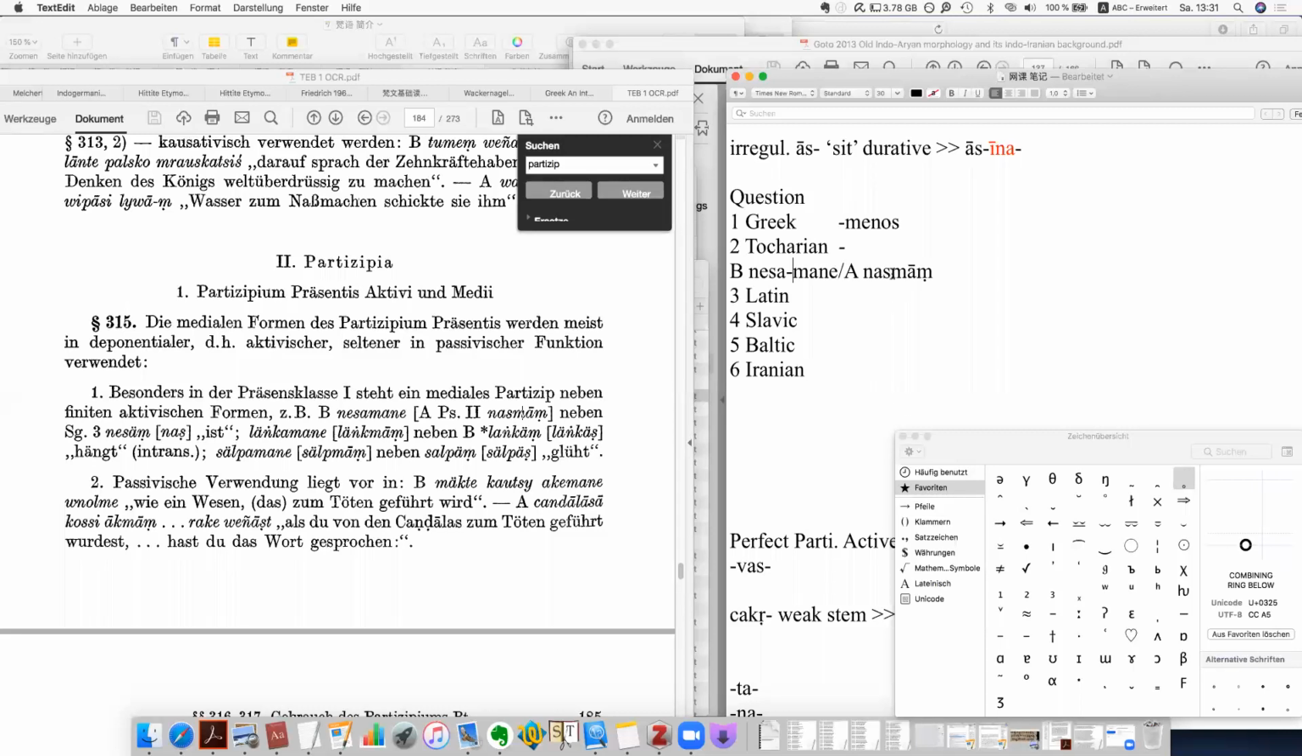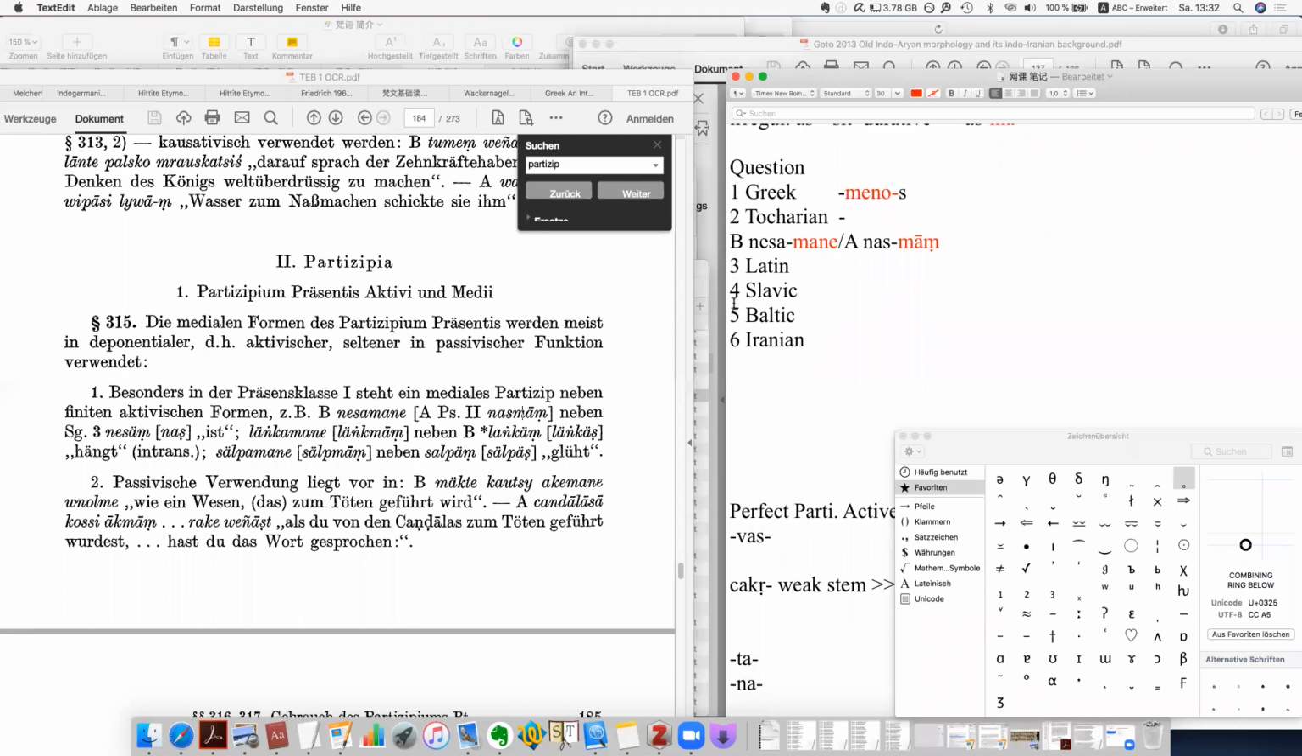So again, we have this one. Okay. Latin is a little bit complicated. We're going to talk about it later. And Slavic, unfortunately, there's nothing like this. And Baltic, we also have this, and I'm going to show you later.